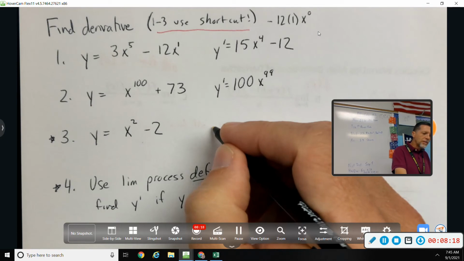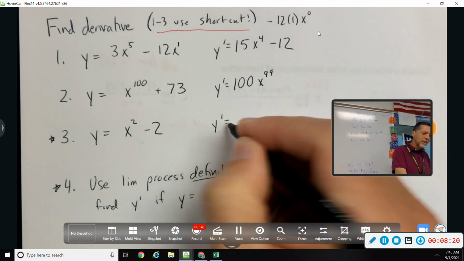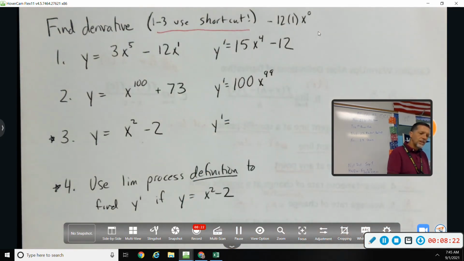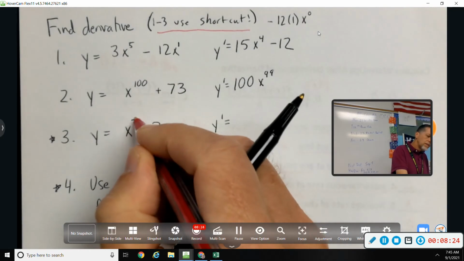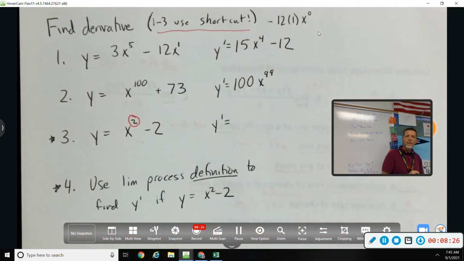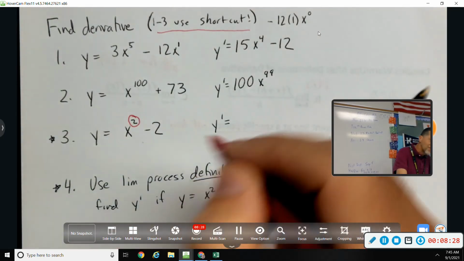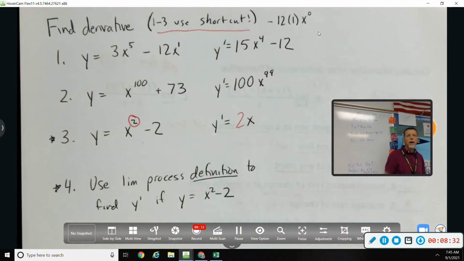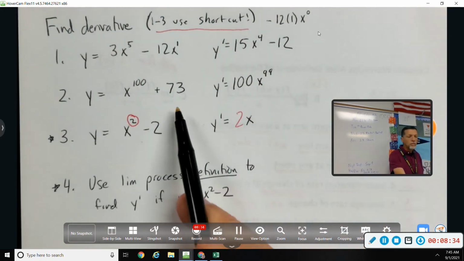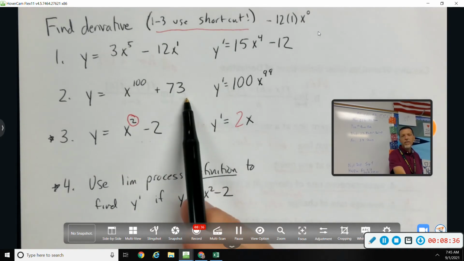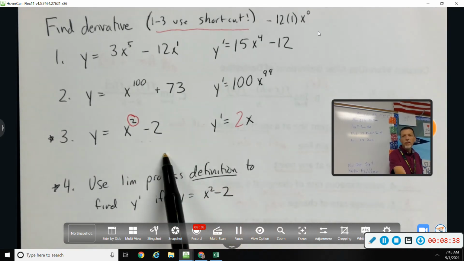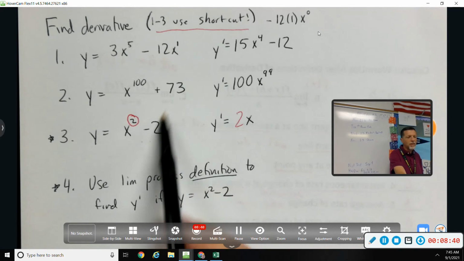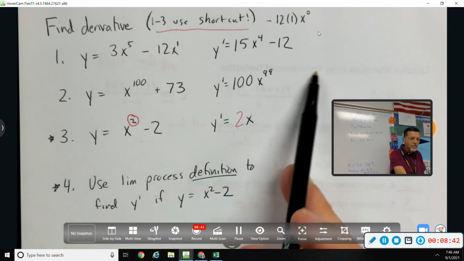Connor, how about the last one? I got just x. What do you do with that? Oh, it should be 2x. It should be 2x. So you bring the 2 down, decrease the power by 1, 2x. And good, on 2 and 3, there was a constant out there that goes away. For some reason, sometimes people forget. They'll put plus 73 or minus 2 at the end.